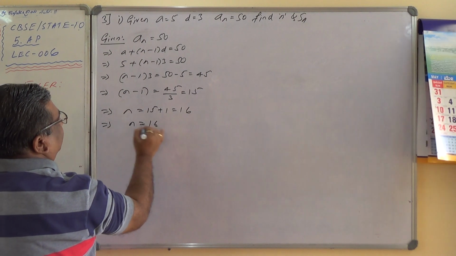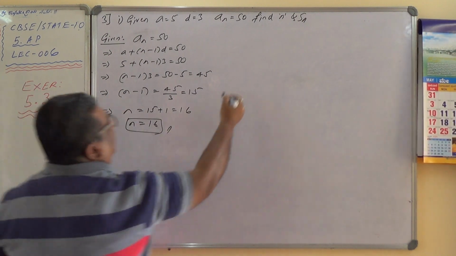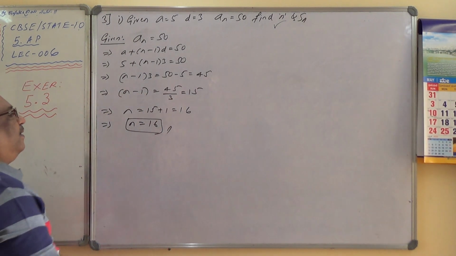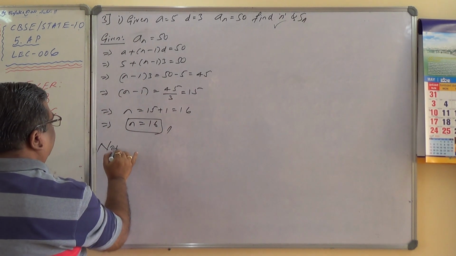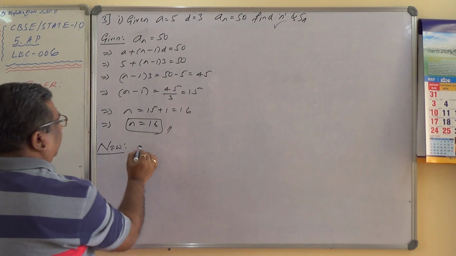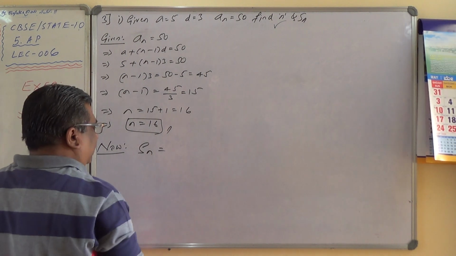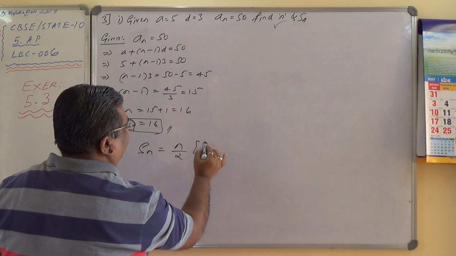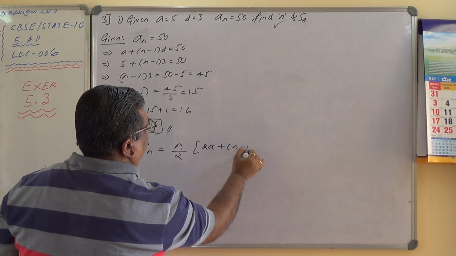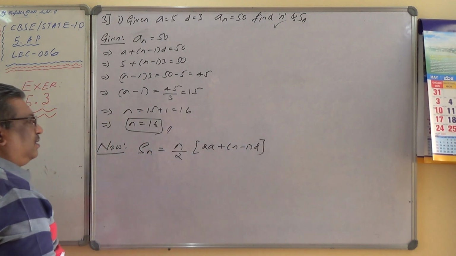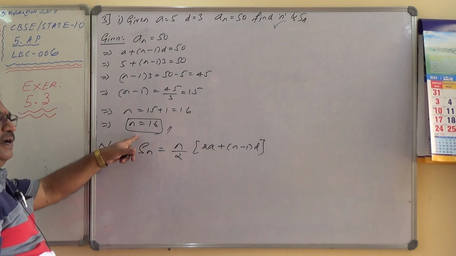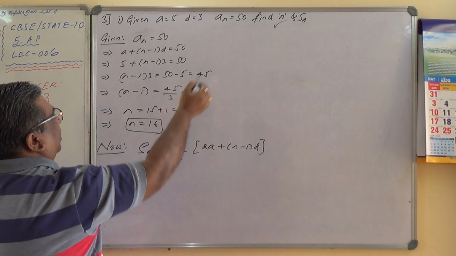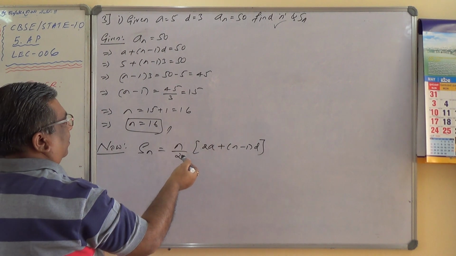So N equals 16. What is that we have found? We found out N here. Now Sn we have to find out. Now Sn equals N by 2 into bracket 2A plus N minus 1 into D. So do you know N here? Yes, I have already found out. And therefore Sn is nothing but N is equal to 16 over here, isn't it?